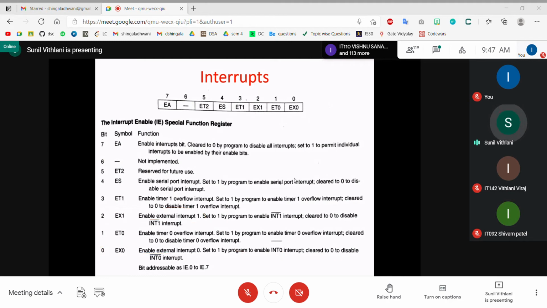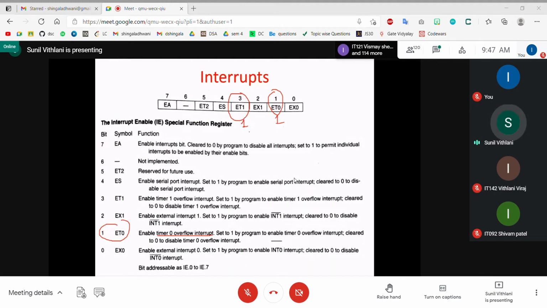Next, timers. When the timer overflows, there is the timer overflow interrupt. This flag decides whether you are allowing timer overflow interrupts or not. If this is 1, then and only then the timer overflow interrupt will be handled. Otherwise, the timer overflow interrupt will not be handled.